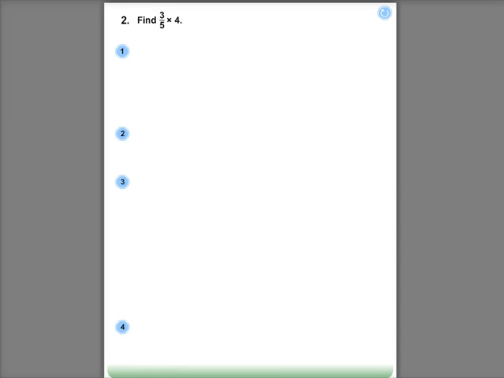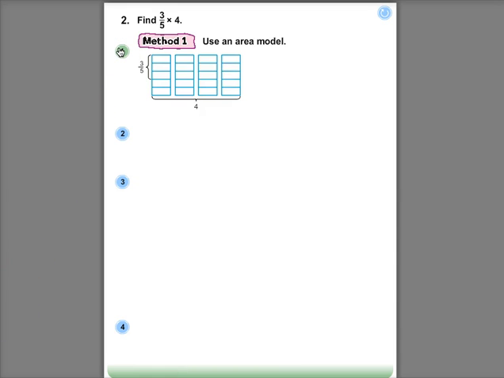So here we have 3/5 times 4. Using the area model, we have 4 wholes, and there are 5 sections each. So we're going to color in 3 of the 5 on all 4 towers. So how many are done? Well, if you count those up, there's 12, or 12 out of 5, and then when we simplify that down, we get 2 2/5.